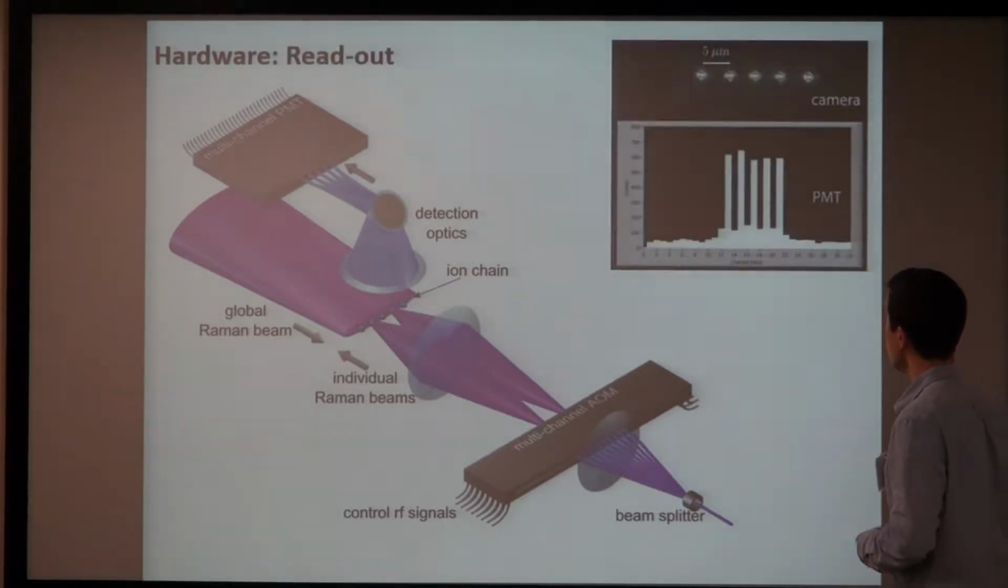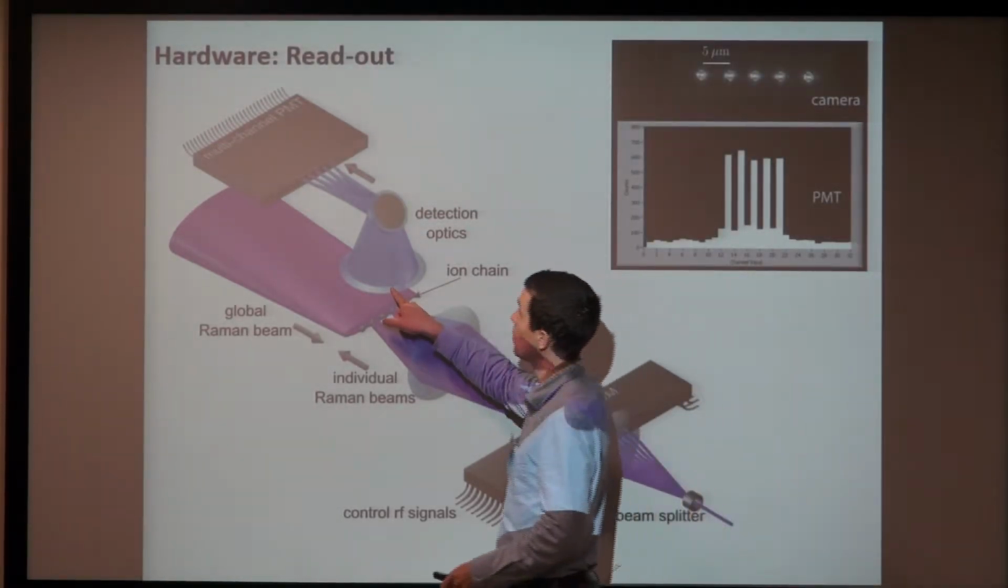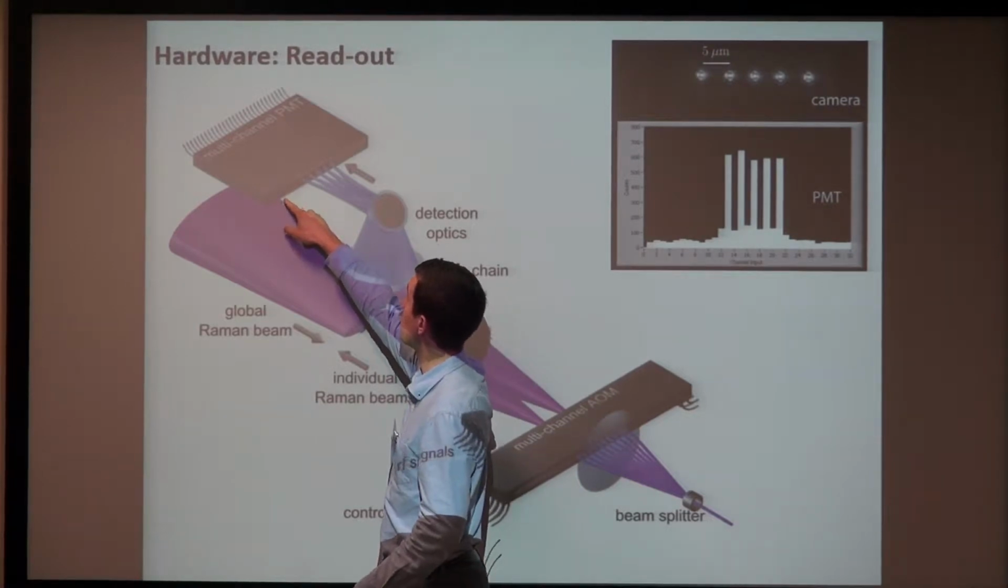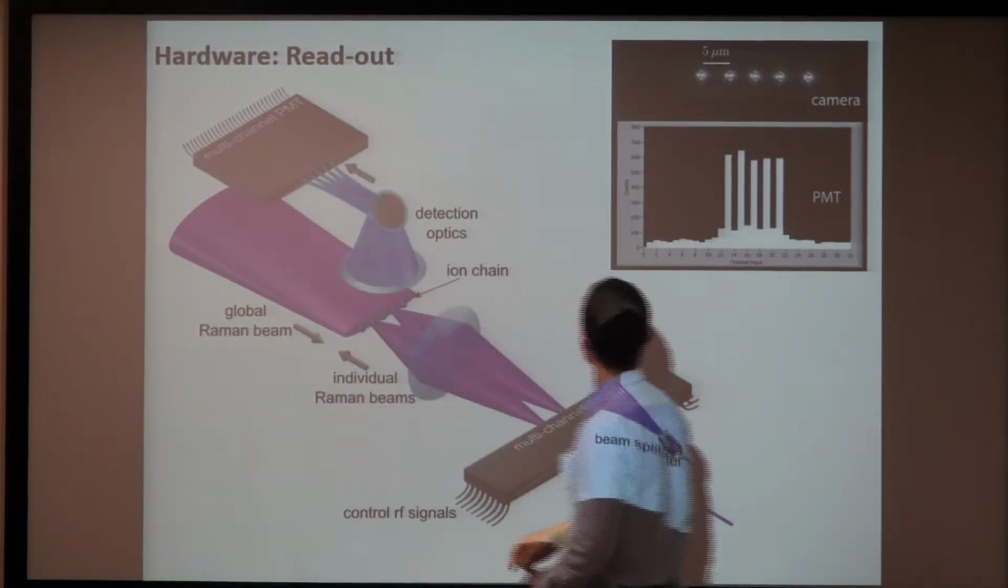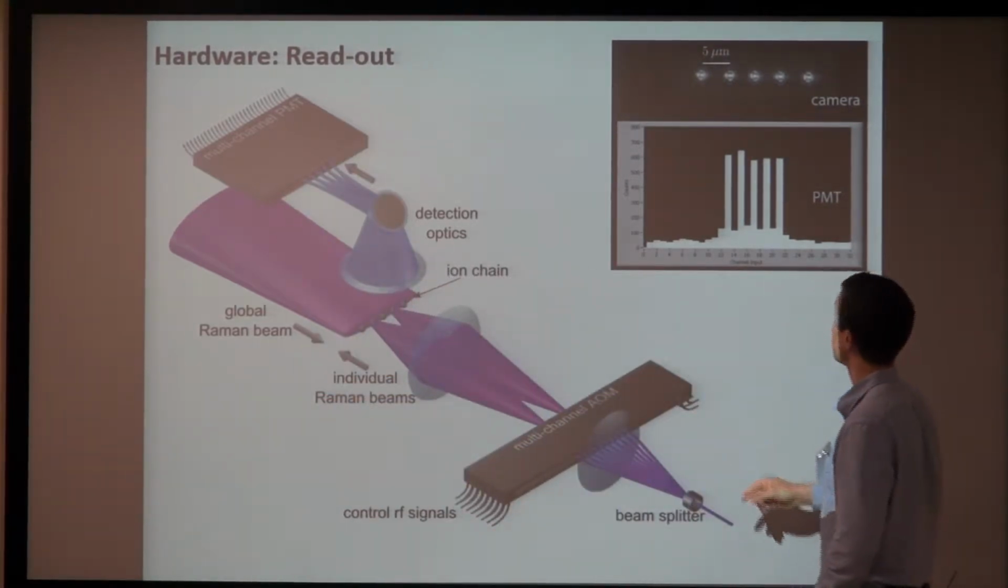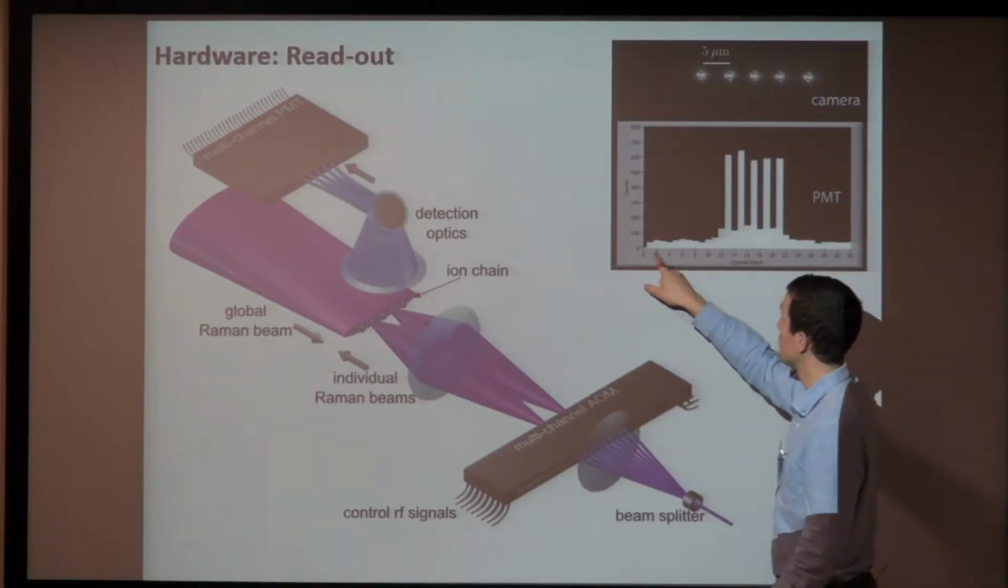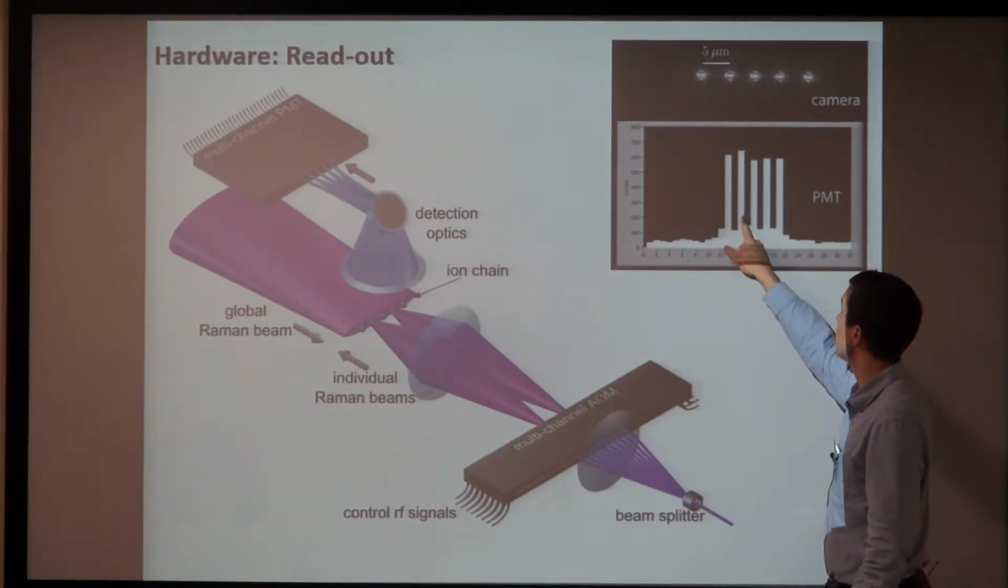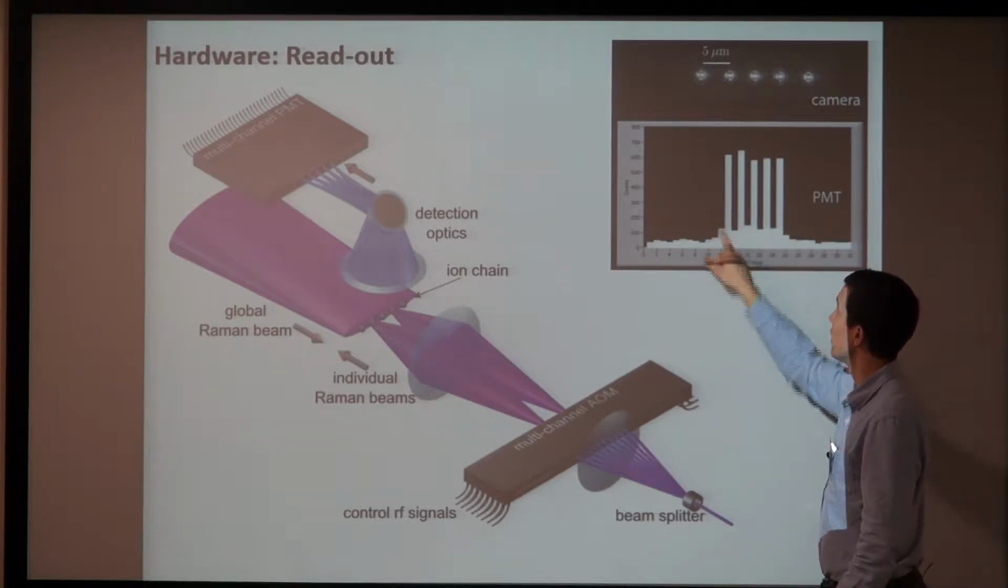So for detection, we image this ion chain onto a multi-channel photomultiplier. So there's many detectors here in this device, and each ion is imaged exactly onto one. So here you can see channel number versus photon counts, and you can see this is the chain of 5 ions here.